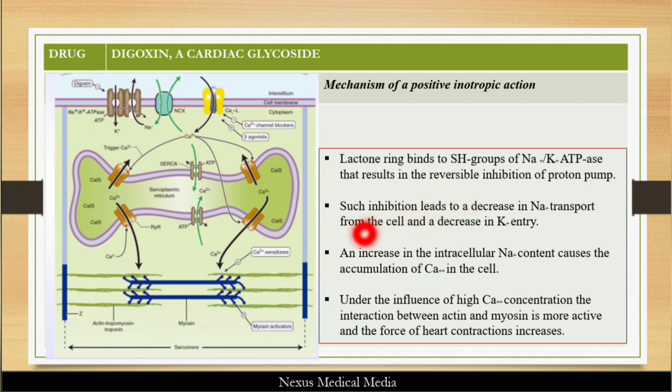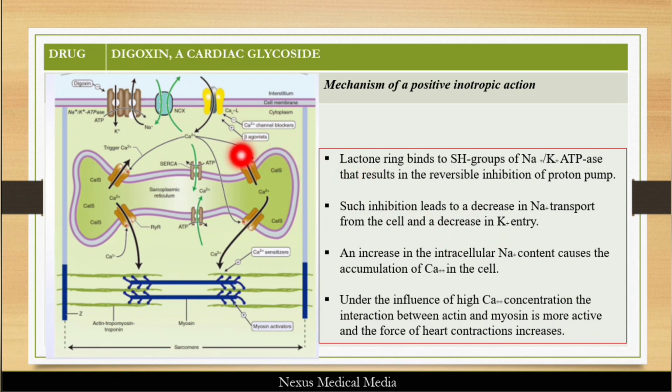An increase in intracellular sodium content will cause accumulation of calcium in the cell, and under the influence of high concentration of calcium, the interaction between actin and myosin is more active, and the force of contraction of the heart will increase, right? So this diagram explains what I just said, right?